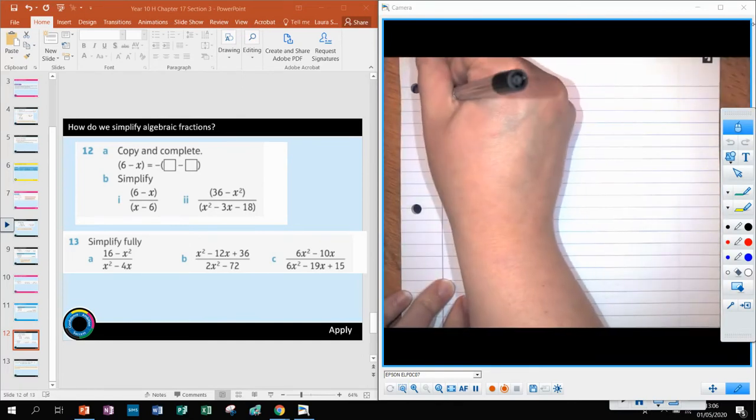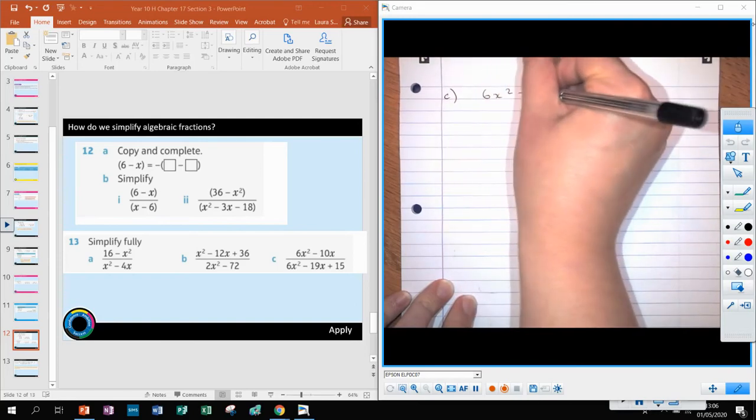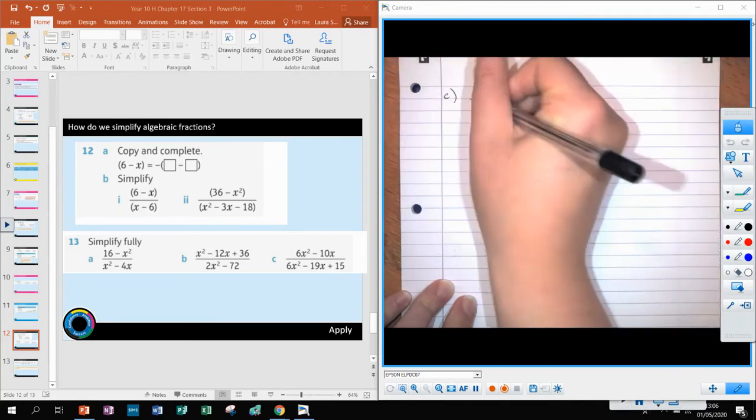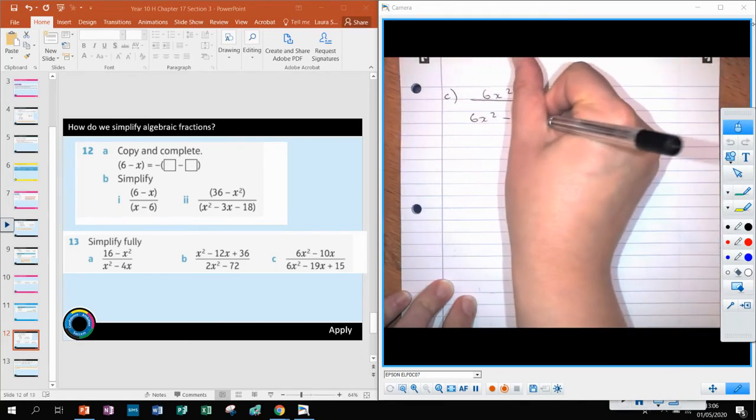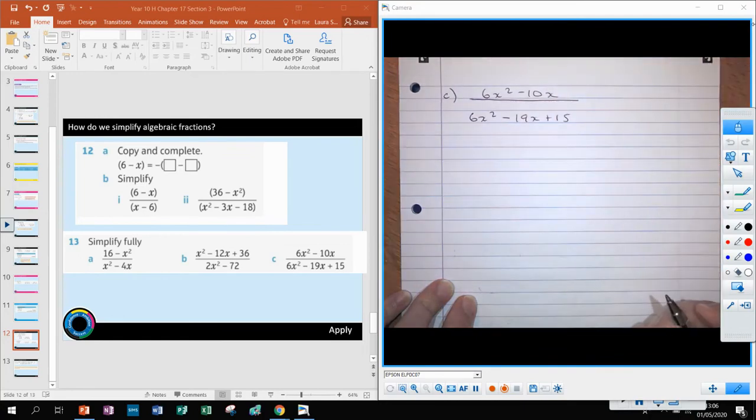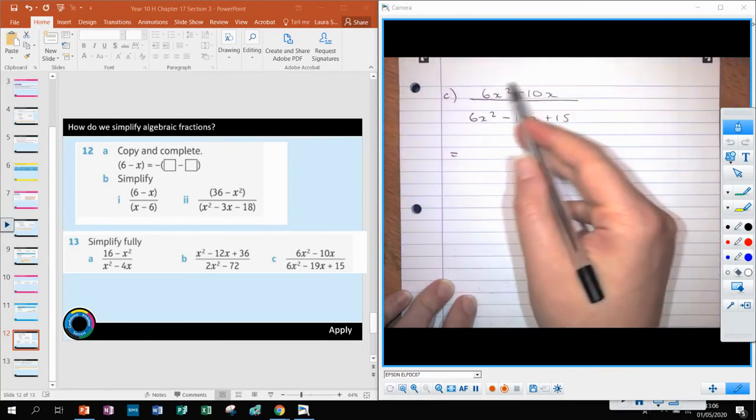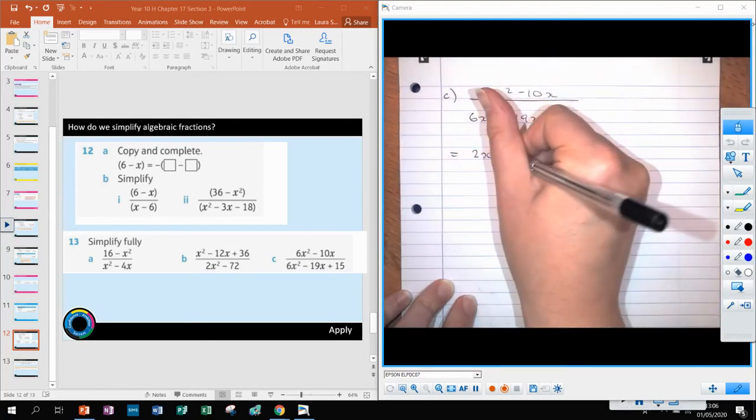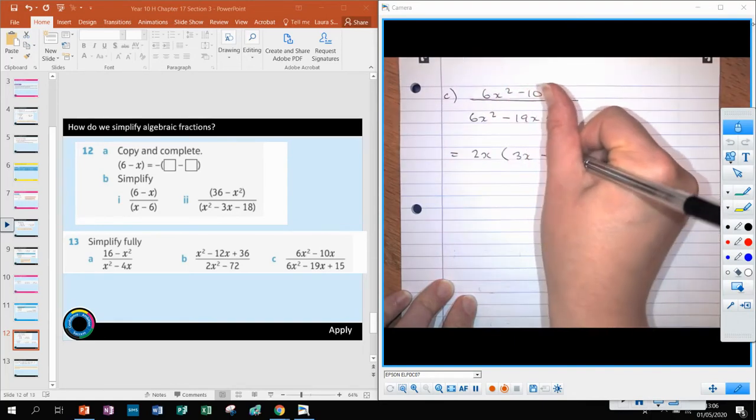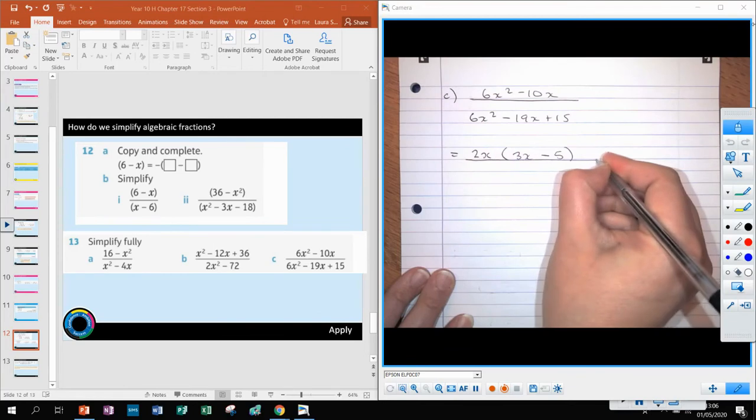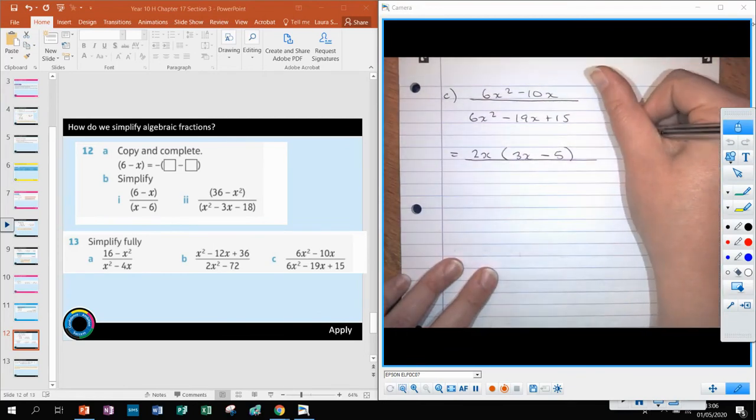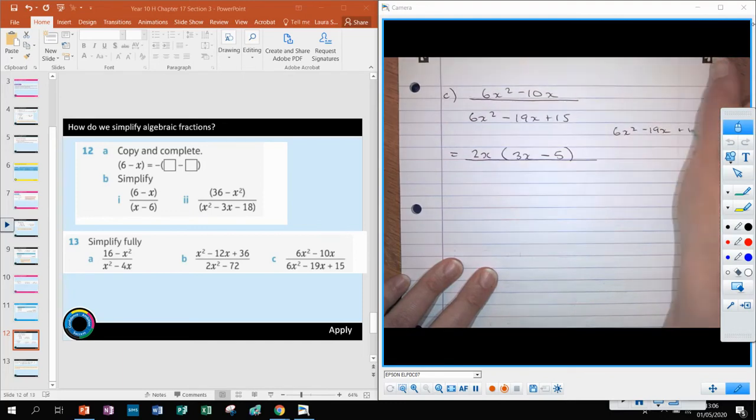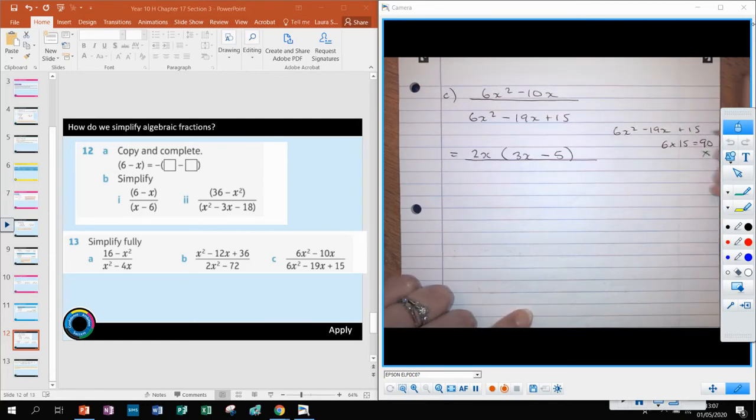So we have, for part C, 6x squared minus 10x all over 6x squared minus 19x plus 15. At this stage we want to think about factorizing the top first. It's a bit easier. I have a common factor of 2x, and that leaves me with 3x minus 5. Let's work with this one on the side. So we've got 6x squared minus 19x plus 15. 6 times 15 is 90, right? So I need to multiply to 90, but add to negative 19.